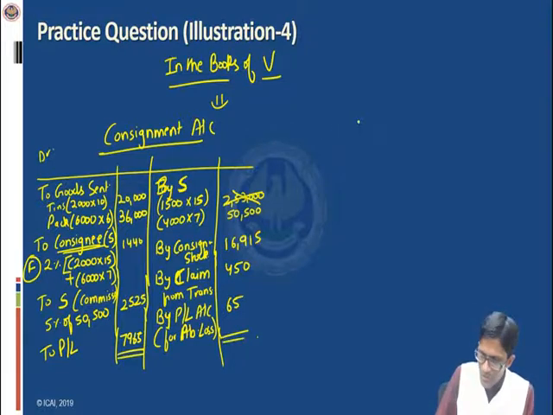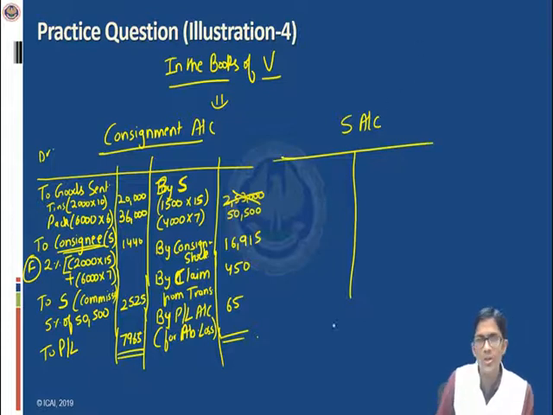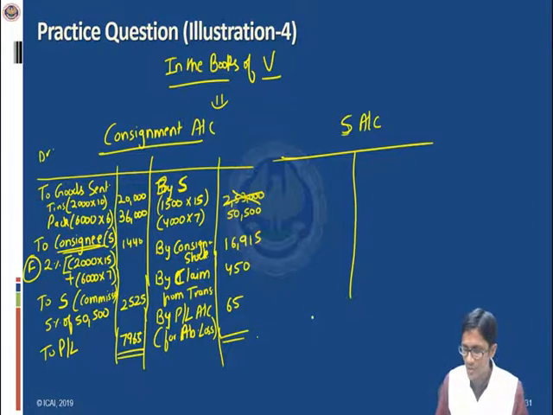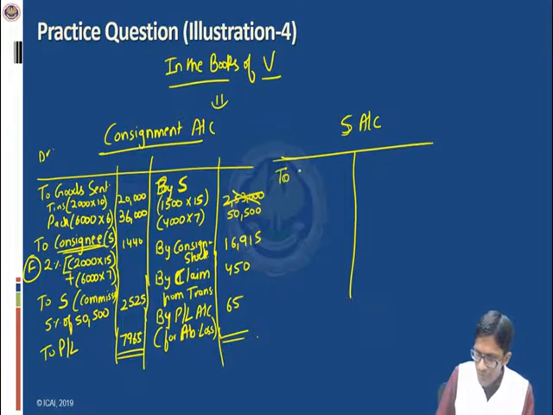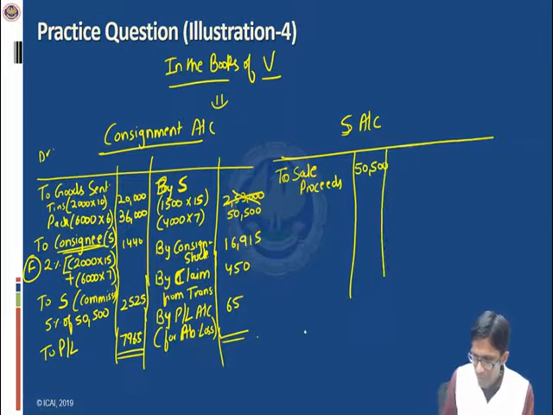As far as the consignee's account is concerned, that means S account, as we already know, this is just the representation of which account, which document? It is the short representation of account sales. So let us draw the consignee's account. First of all, we have to debit S account by the amount of sale proceeds. So how much is the sale proceeds? The sale proceeds is rupees 50,500, right?